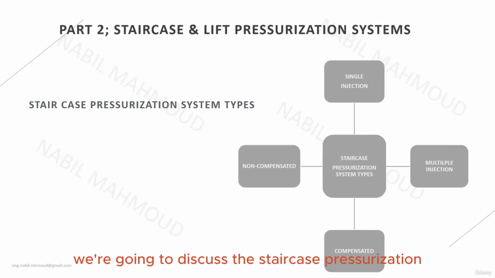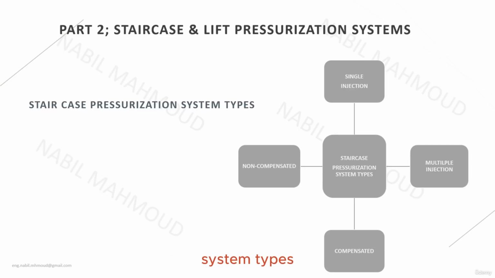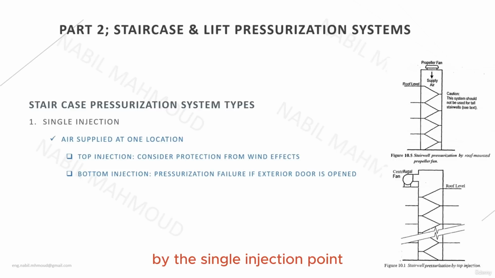In this video, we're going to discuss the staircase pressurization system types. Staircase pressurization systems have 4 common design methodologies or design strategies. Any designer can use at least one of them, if not more. These types can be seen in the figure on the right side of the screen. The first design strategy is the single injection, and the second is the multiple injection. The third type is the compensated system, and the fourth is the non-compensated system. Let us start our discussion with the single injection point.